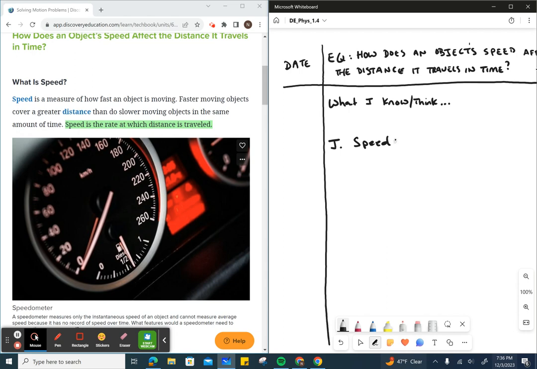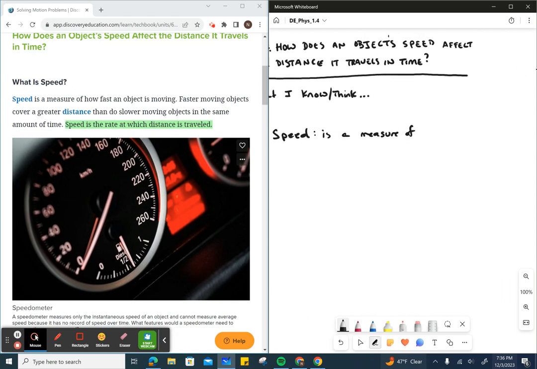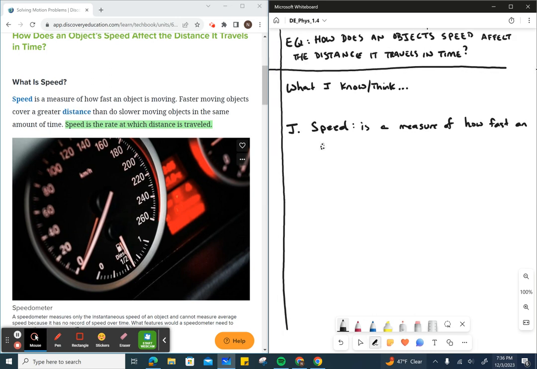So speed is a measure of how fast an object is moving.